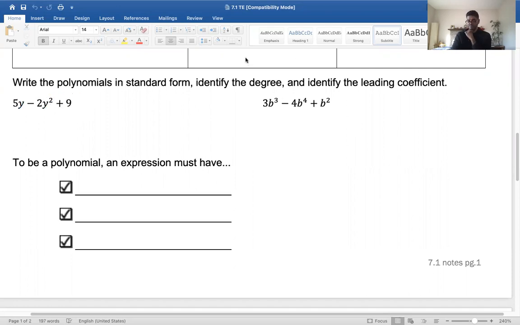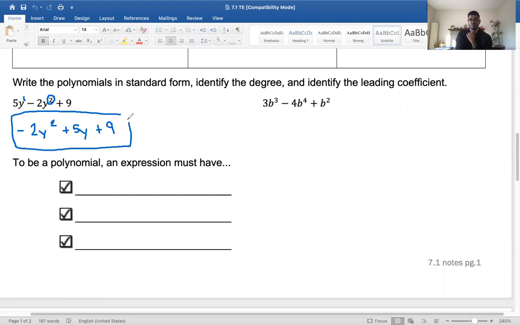Now, if we want to put this in standard form, we're going to put the degree first. So your degree is going to be the one with the biggest exponent here, so 2. So I'm going to put this term in front, so negative 2y squared. Now I'm going to put the next exponent, which is this y has a 1. So I'm going to put that next, plus 5y. And then I'm going to put my constant at the end, plus 9. This here is in standard form. So you're just rewriting things so that your exponents are decreasing from largest to smallest.